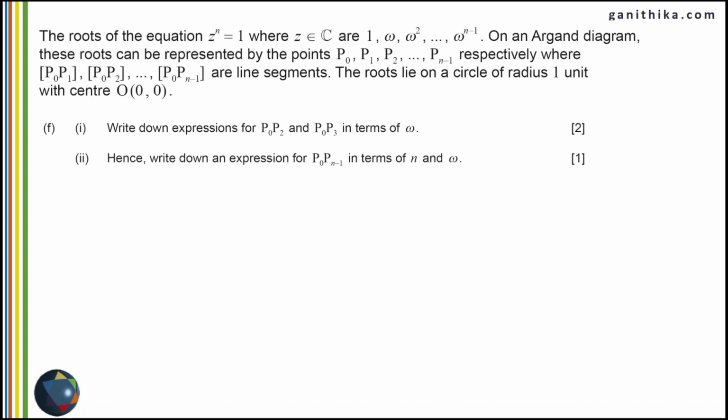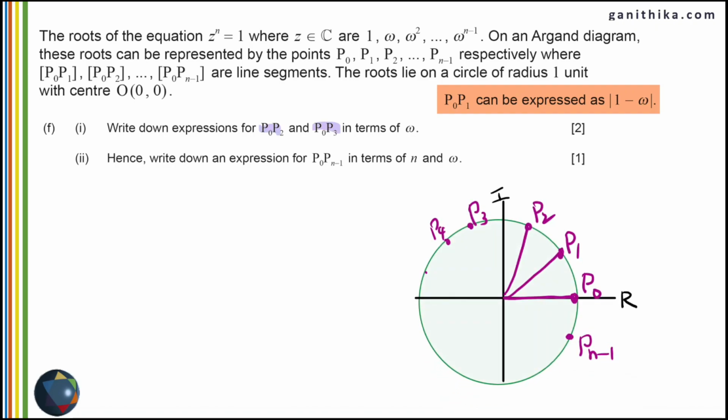But before this, there is an information given in the question saying that P0 P1 can be represented as modulus of 1 minus omega. So this is given in the question. We have to just follow the pattern given here and find the value for P0 P2 and P0 P3. But let's understand what this 1 minus omega means. If you look into the Argand diagram, you can see that P0 P1 is the distance between 1 and omega. So the distance between 1 and omega is modulus of 1 minus omega. Therefore, P0 P2 is distance between 1 and omega square, which can be represented as modulus of 1 minus omega square. And P0 P3 can be represented as modulus of 1 minus omega cube.